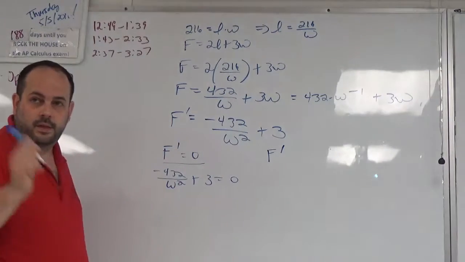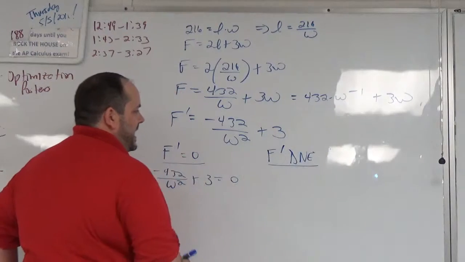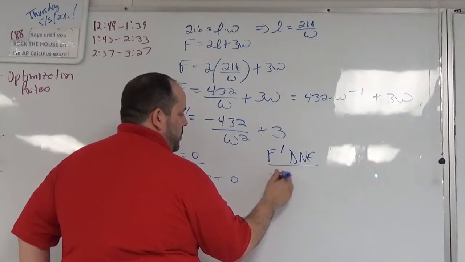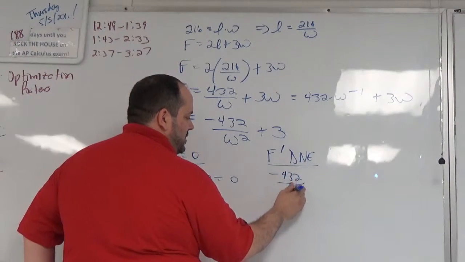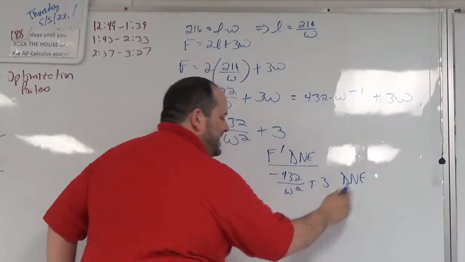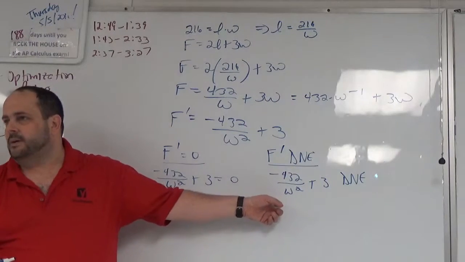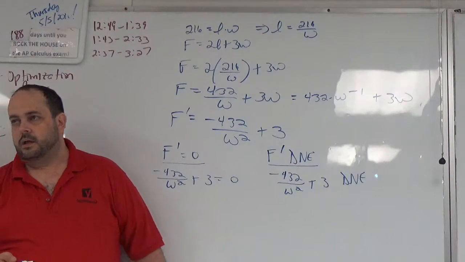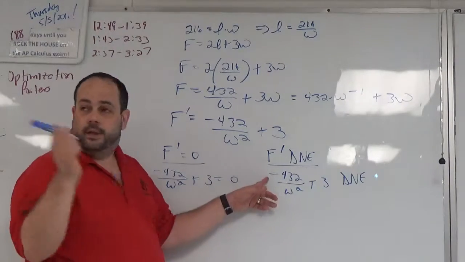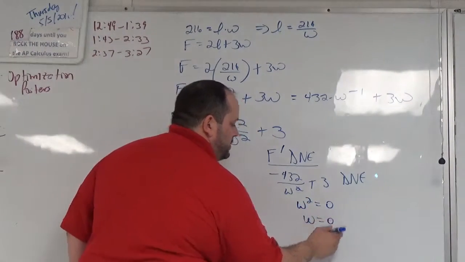Then you set the denominator equal to 0. Because what we're looking for is where does the derivative not exist? So where would negative 432 over W squared plus 3, where would that not exist? What has to happen for this to not exist? What has to happen? The denominator has to be equal to 0, so W squared is equal to 0, so W is equal to 0.